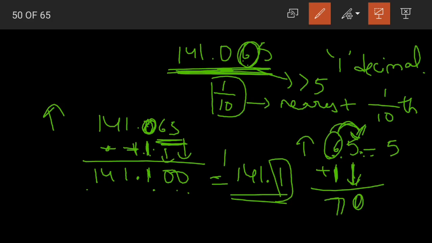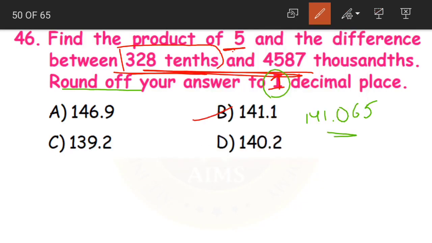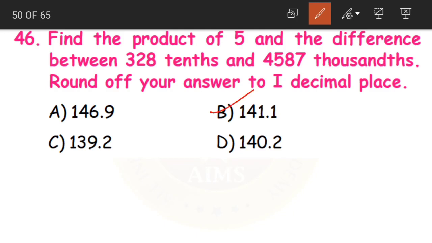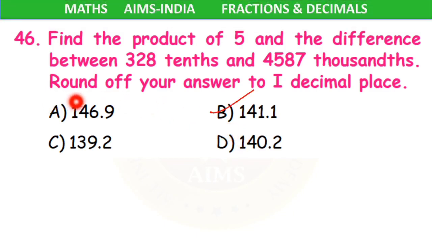What is our final answer now? 141.1. Option B. So sometimes in the question they will ask you to round off the answer to 1 or 2 decimal places. So this is how you do it. And with this we've come to the end of today's class, children. I hope today's class was clear. We'll continue the remaining problems in one more class.